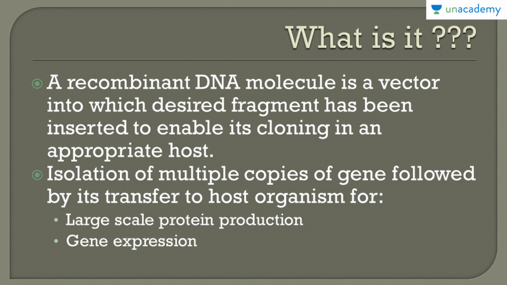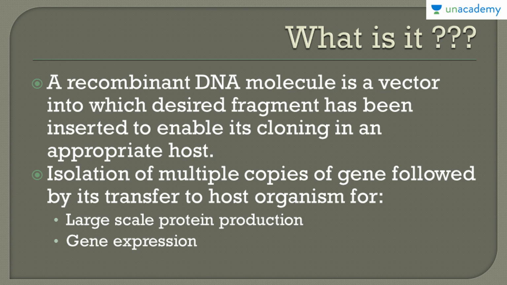So, a recombinant DNA molecule is a chimeric DNA molecule having DNA from two different sources. One is able to replicate itself, having all the regulatory sequences needed for its replication in the host. The other source of DNA is the desired fragment whose multiple copies we want to produce, the sequence whose different clones we want to produce. This technique was given by Stanley Norman Cohen and Herbert Boyer in 1973.